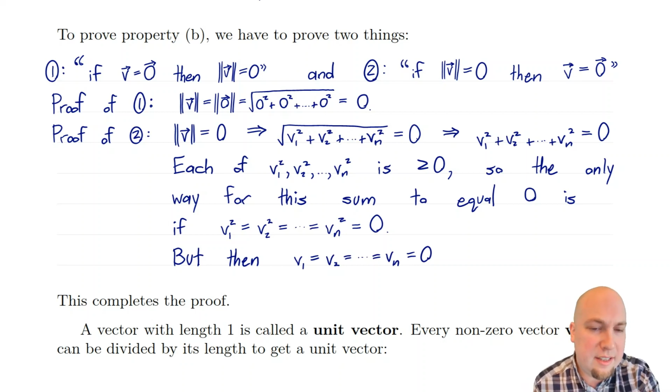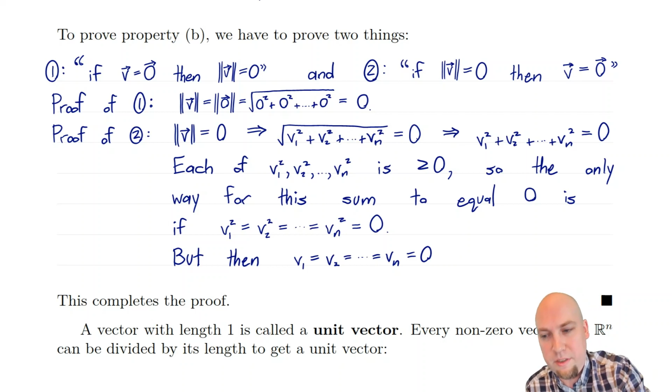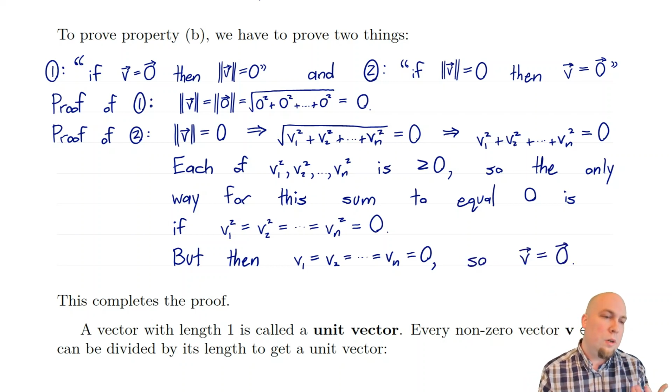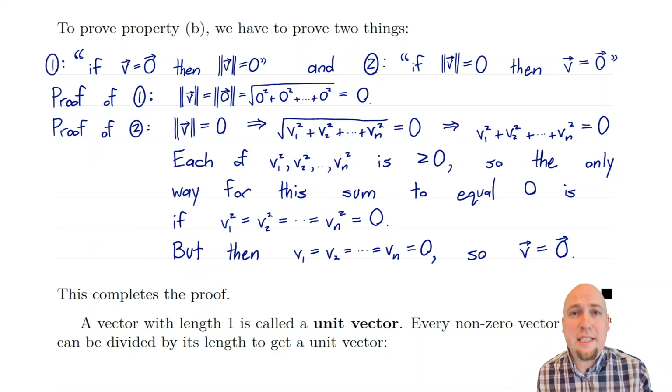Okay, and then you just take the square roots of each of these, and you see that v1 has got to equal 0, v2 has got to equal 0, and so on. In other words, you're working with the 0 vector, right? All of the entries are 0. Yeah, that's the 0 vector. All right, and then that's the whole proof. Then we're done.